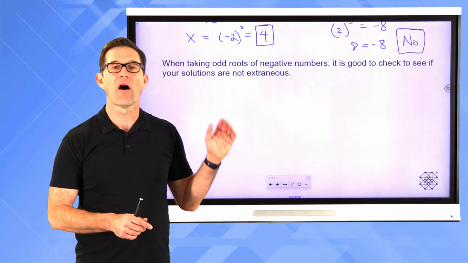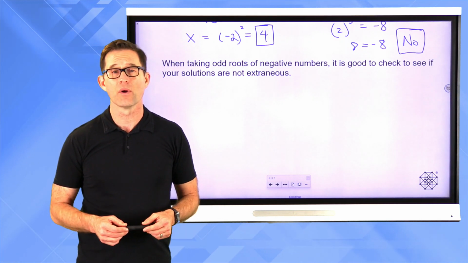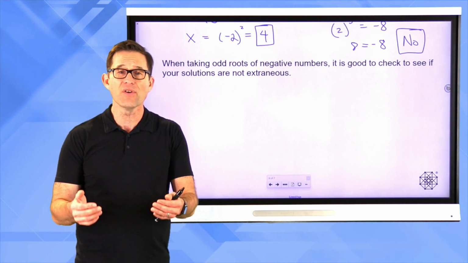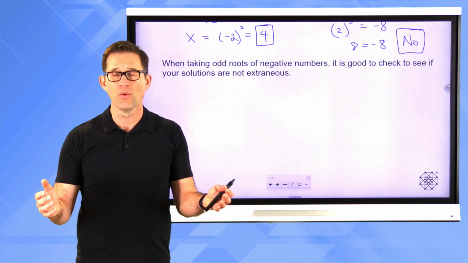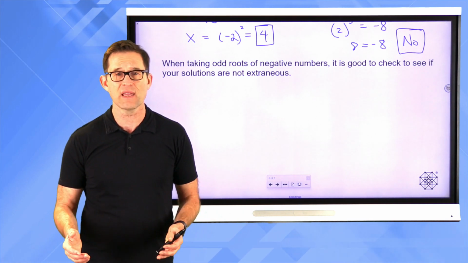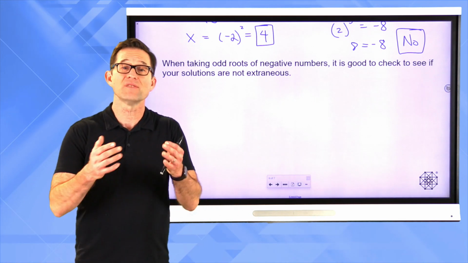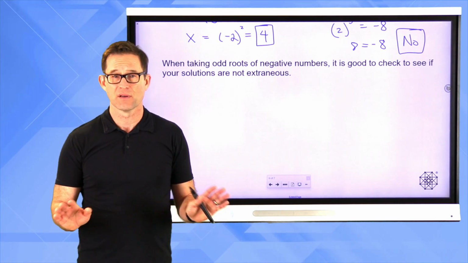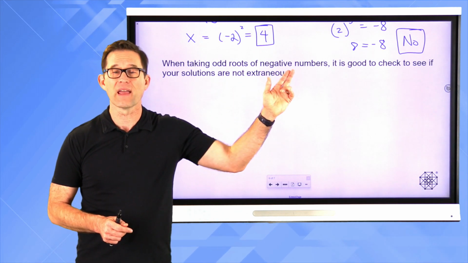Now, why do I say taking odd roots of negative numbers? Well, if in the process of solving an equation that has fractional powers, you were to take an even root of a negative number, your calculator would just bail on you. Or if you were doing it by hand and said, let me take the square root of -16, you should immediately be like, that's not even possible, because I can't take an even root of a negative number. So the only way an extraneous answer is even going to occur is if you end up taking an odd root of a negative number.